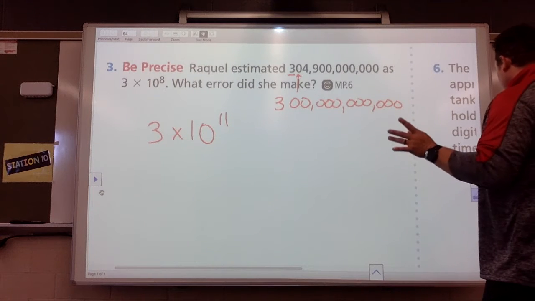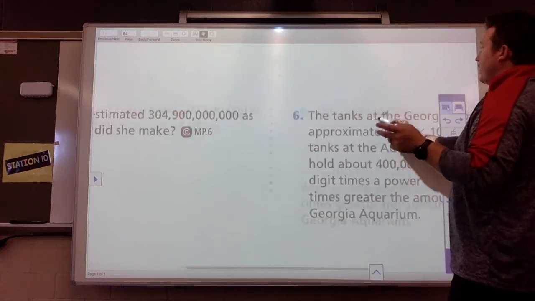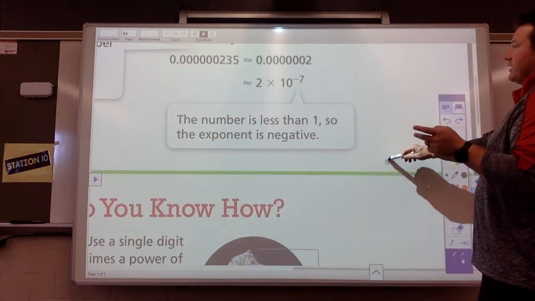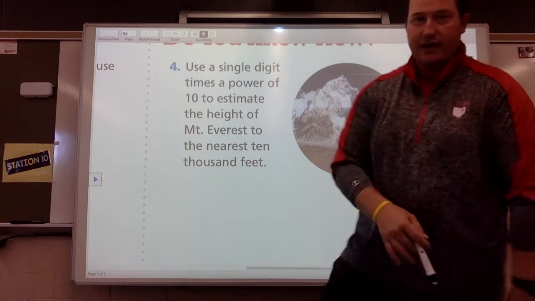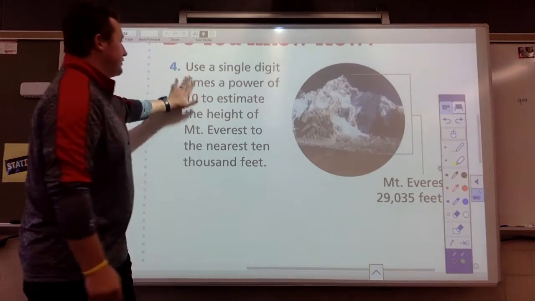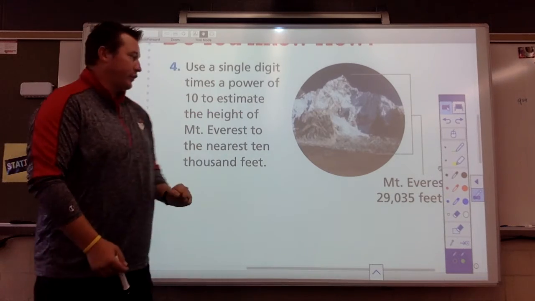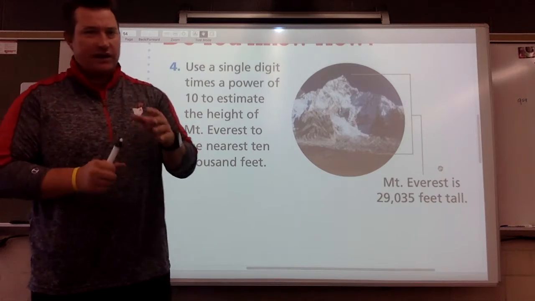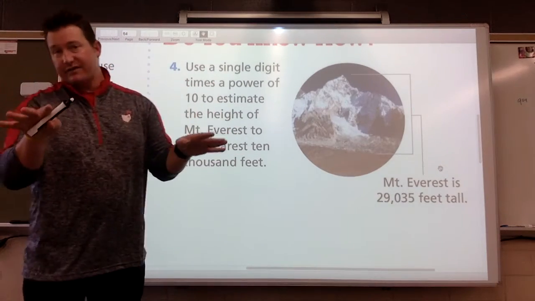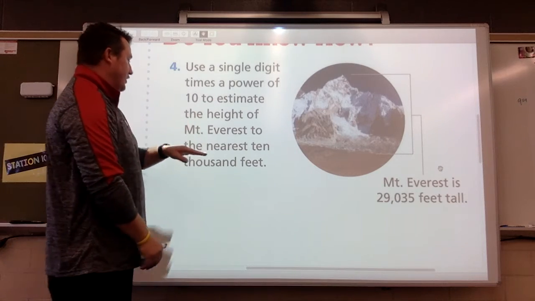Okay, so that was good. I like all that stuff we just did there. All right, let's move on to our doing questions. Those were our thinking questions. Use a single digit times the power of 10 to estimate the height of Mount Everest. It's the tallest point in the world, in case you didn't know. Ask Mr. Knoll about his trip to Mount Everest. He's got a really good story about it. Don't have enough time for it right now, but if you're a Knoll kid, you can ask him, or if you see him in the hallway, good to go.